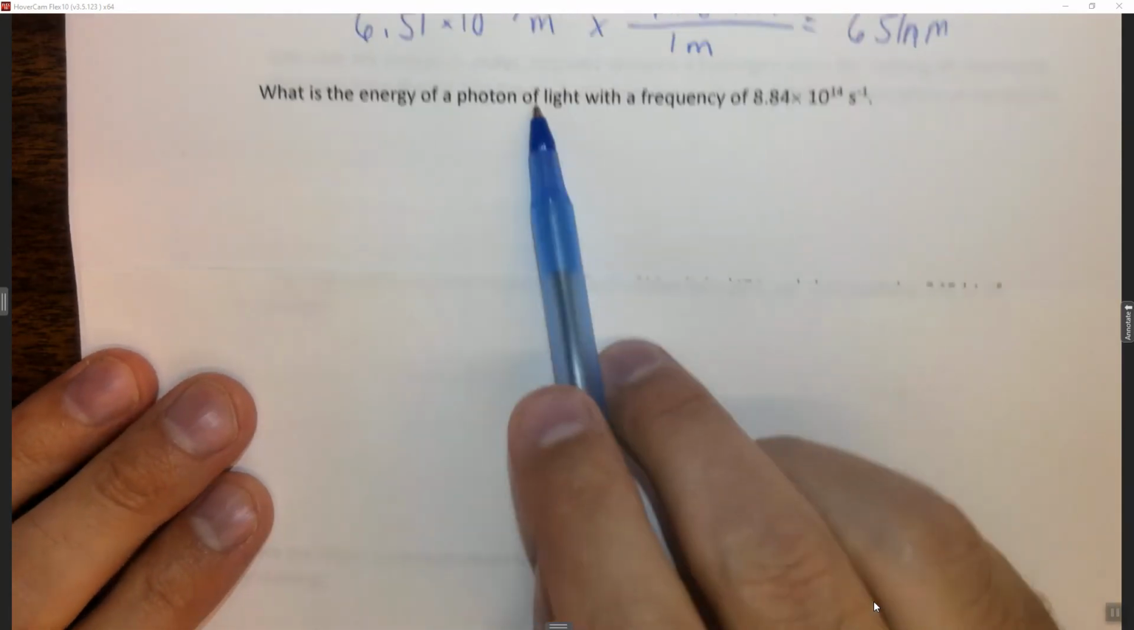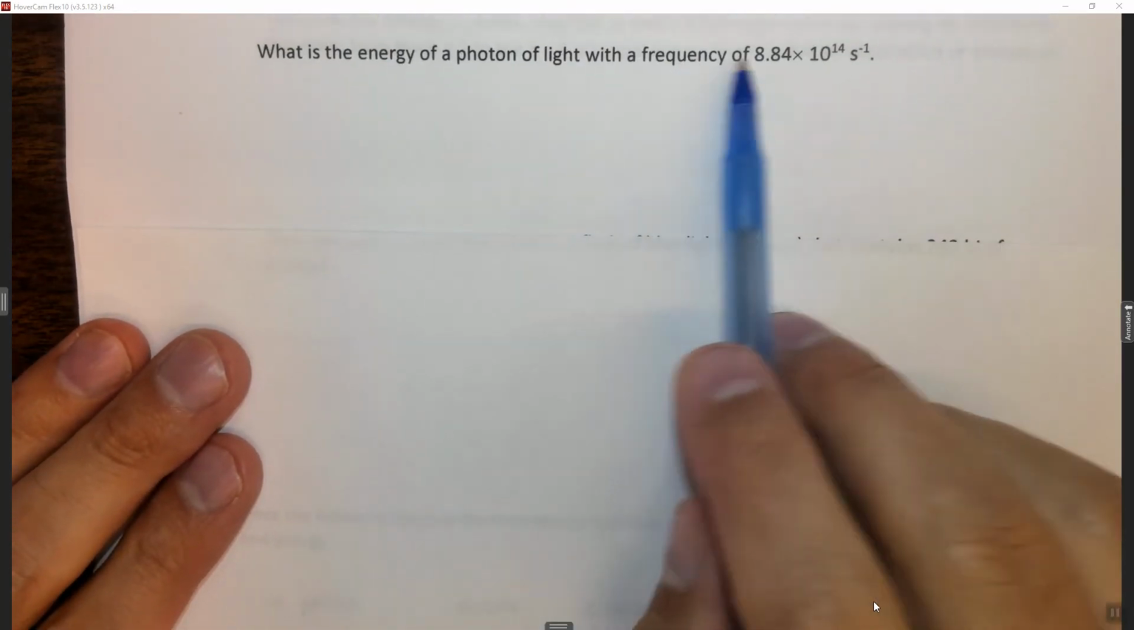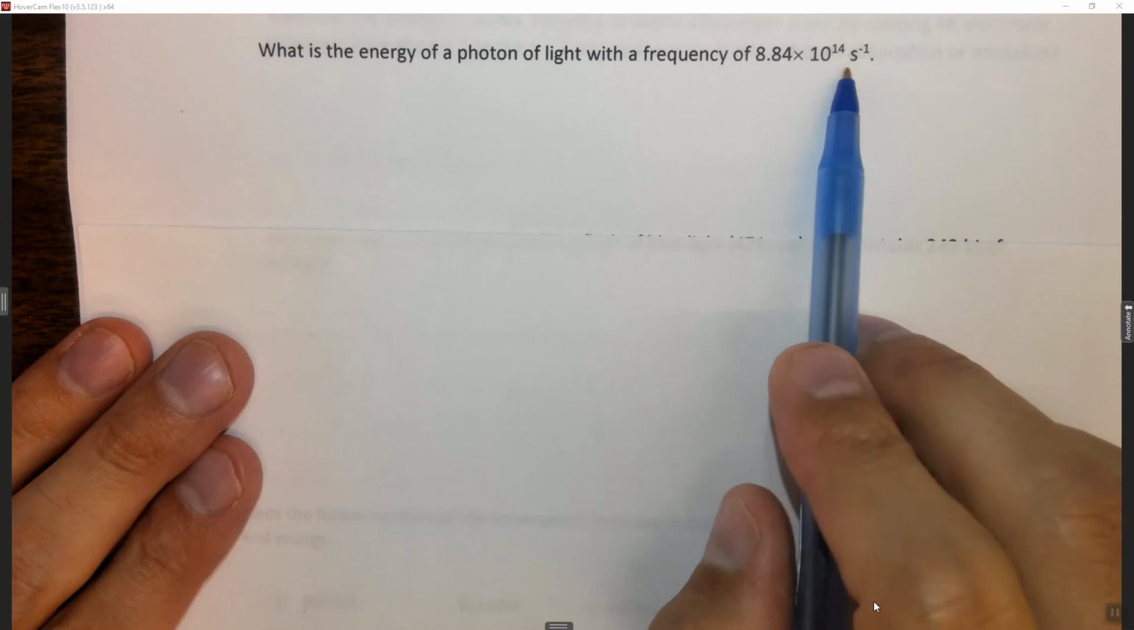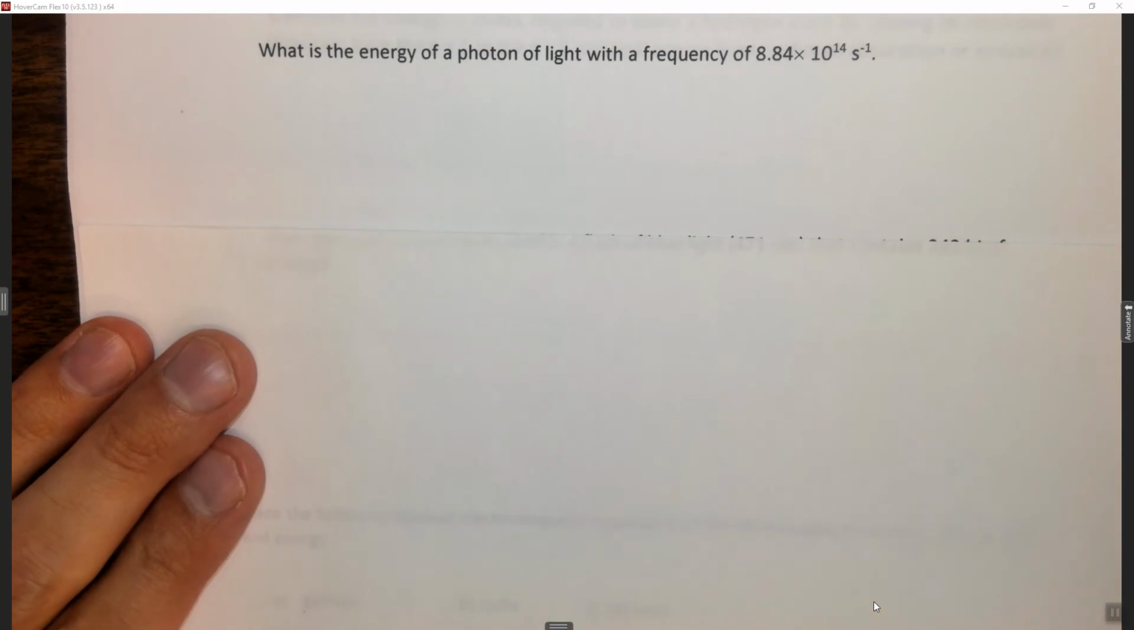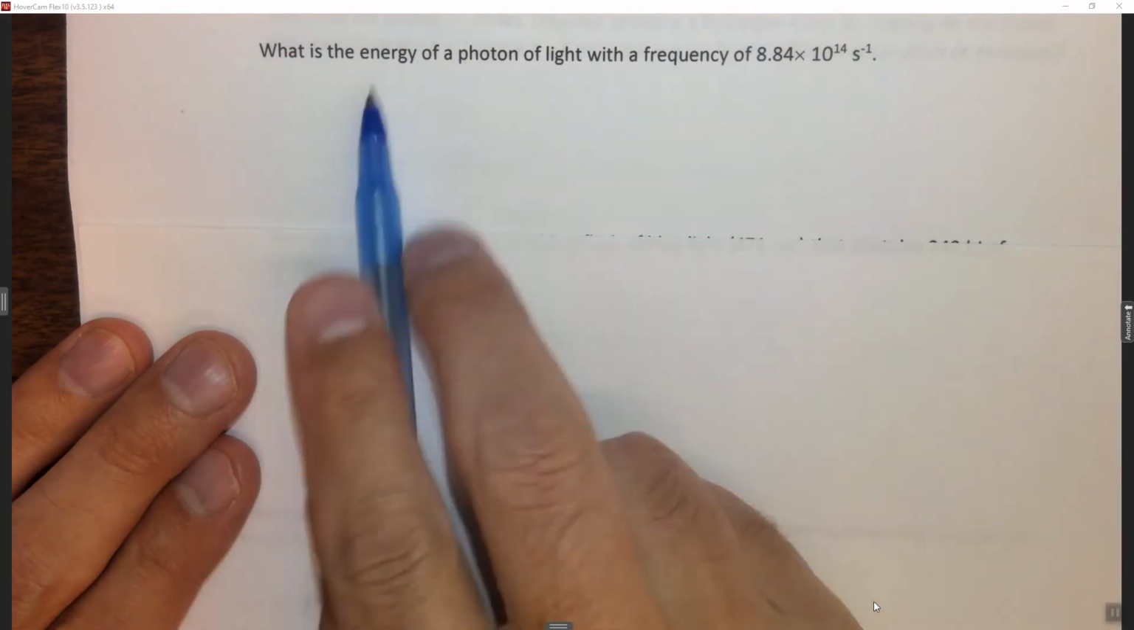The question says, what is the energy of a photon of light with a frequency of 8.84 times 10 to the 14 hertz, or seconds to the minus 1? As discussed previously, if we know the frequency or the wavelength or the energy of a photon, we can calculate the other two. This is because they're all related by constants. In this case, we're given the frequency and we're asked for the energy.